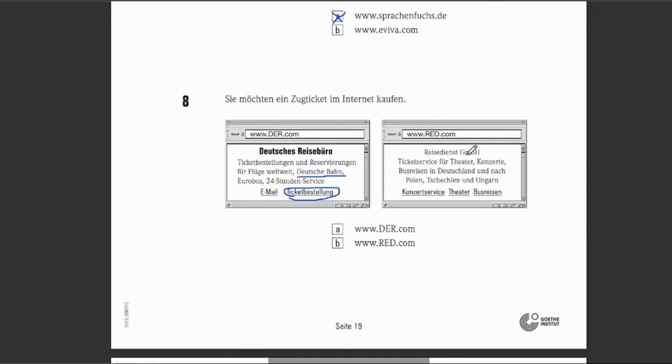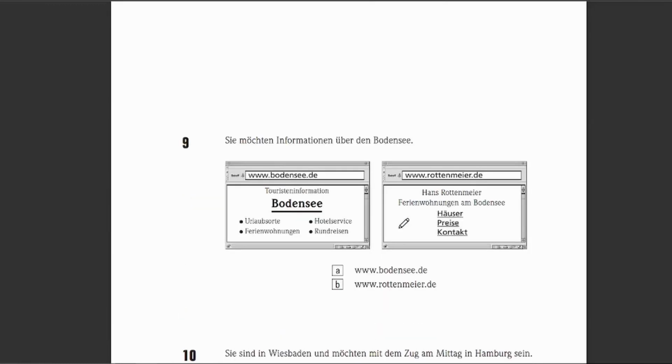Here, Reisedienst GmbH means it's a company name. Ticket service for Theater, Concert, Busreisen. Here it is bus in Deutschland and now Poland, so other countries. This is about bus. It is not about train. So this is wrong. So we have here train, and the ticket could be purchased online. So let's go for the next question.